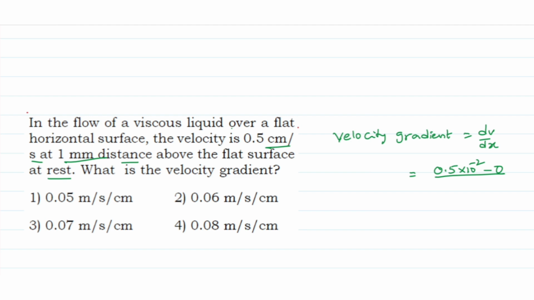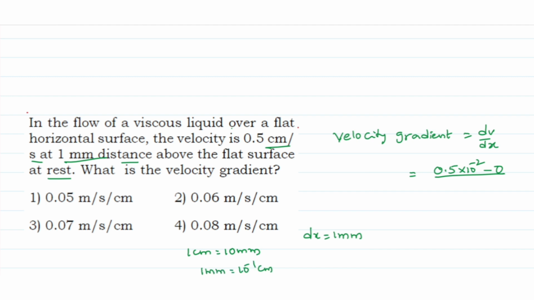So here we would like to convert the 1 millimeter distance, dx. The dx is given as 1 millimeter. Now 1 centimeter equals 10 millimeter. In the options they are asking for the dx value in terms of centimeter. So 1 millimeter you have to take as 10 power minus 1 centimeter.